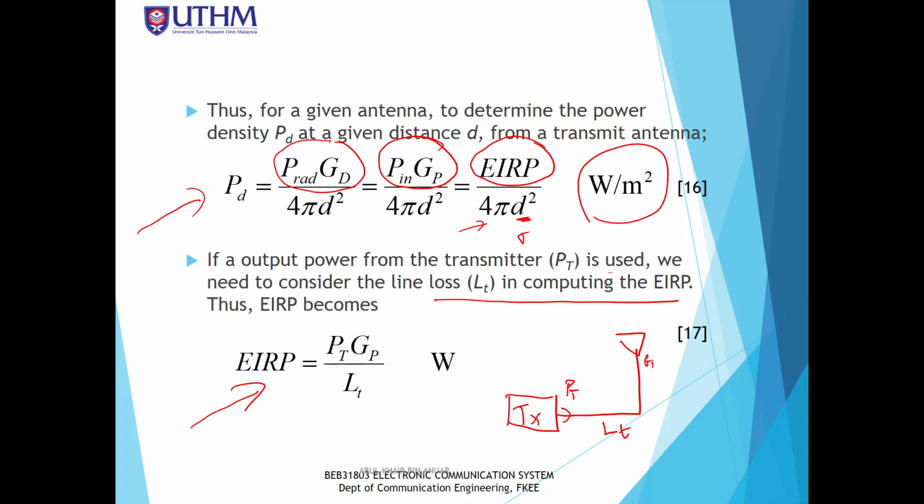GP is the antenna. From here, from the antenna, we have a GP. So EIRP is equal to PT multiplied with GP. You need to divide with losses. So this is in terms of what? We're going to see about this losses issue later, at the end, maybe a few slides at the end. Kita akan lihat tentang isu ini ya.